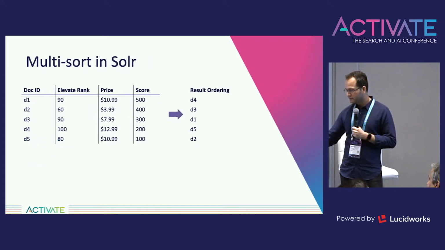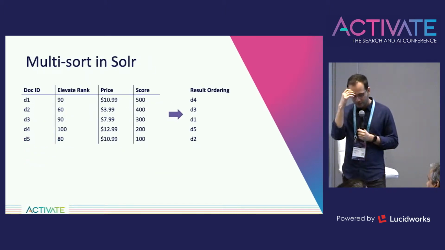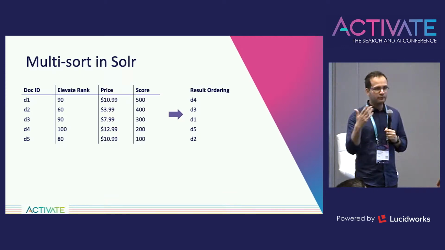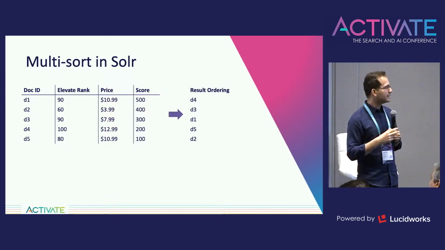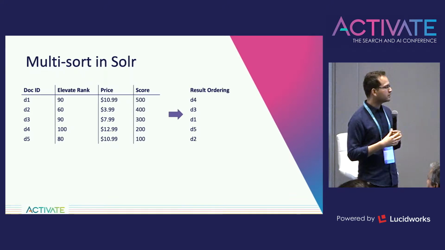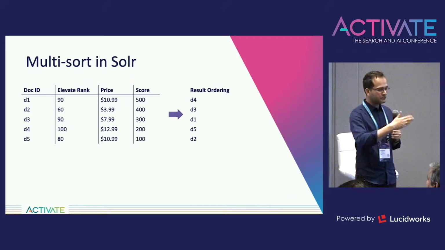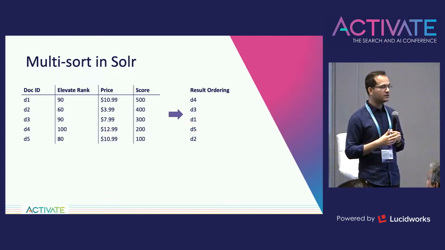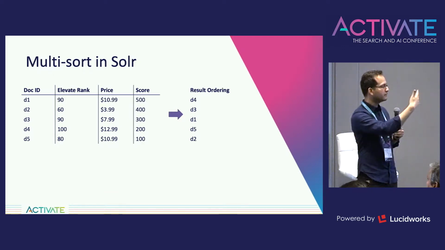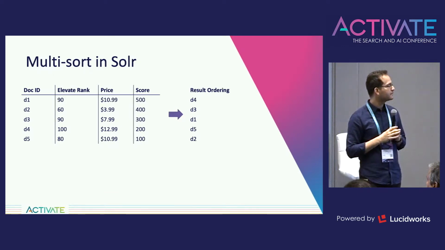But for those of you who are not familiar with what the Elevate component actually does, the Elevate component is nothing but just another sort profile in the multi-sort functionality in Solr. So let's say the default sort is on score, but let's say you also wish to sort on price. So first on price and then on score. But let's also say that you want to be able to elevate a bunch of documents to the top. So what you also have is an elevate rank. The higher the value, the more confident you are of that document.